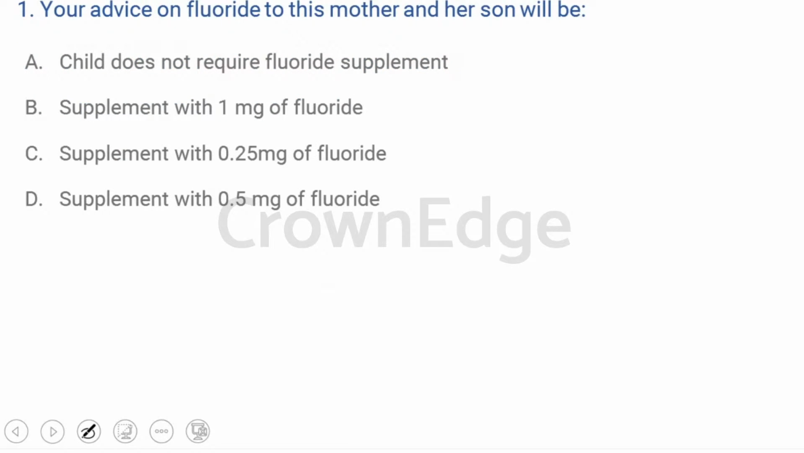Your advice on fluoride to this mother and son will be: A. Child does not require fluoride supplements. B. Supplement with 1 gram of fluoride, C. Supplement the child with 0.25 milligrams of fluoride. And the last option, D. Supplement with 0.5 milligrams of fluoride. Now, option A is ruled out because they're living in a non-fluoridated area. So you have to give fluoride, and especially the mother is asking about it, right? So you are confused between option B, option C, and option D.